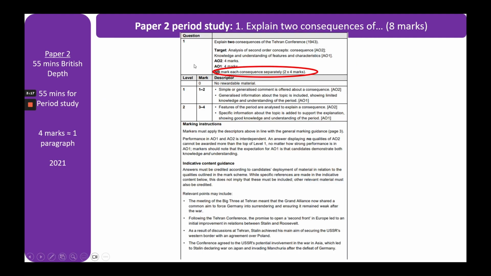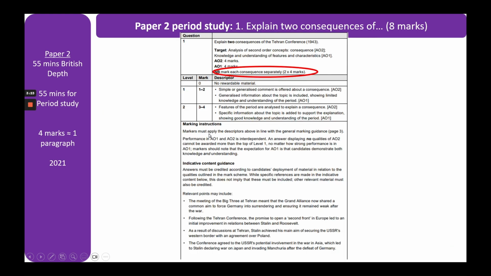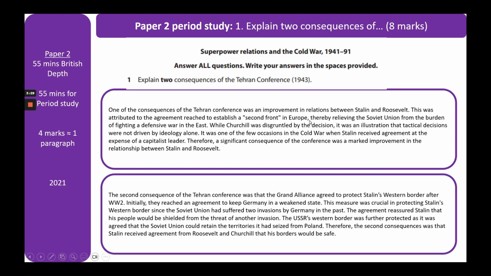So if we take this back to the mark scheme, level 2 says features of the period are analysed to explain a consequence. So yes, a consequence has been explained. Specific information about the topic is added to support the explanation, showing good knowledge and understanding of the period. Yes, so an examiner would put this in at a level 2. Then they would read this one separately and decide is it level 1 or level 2.